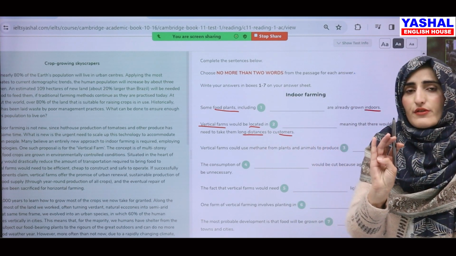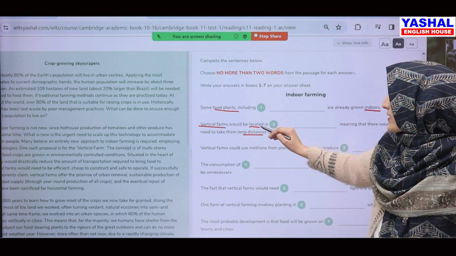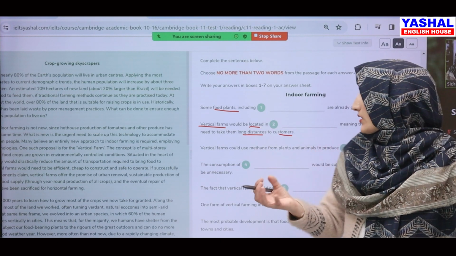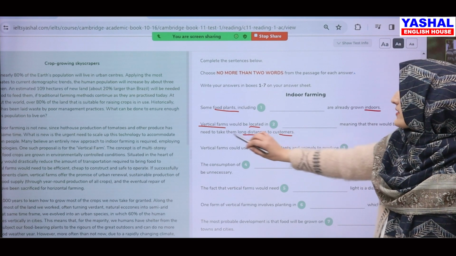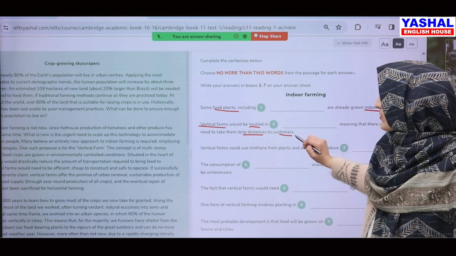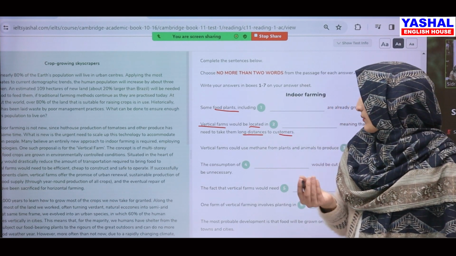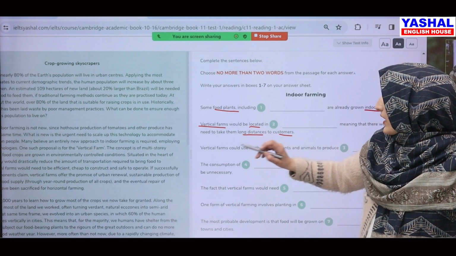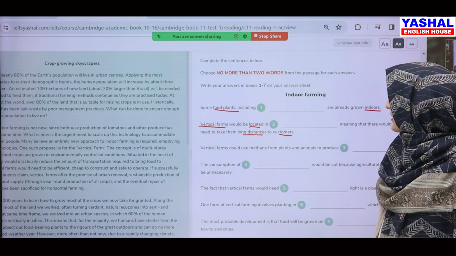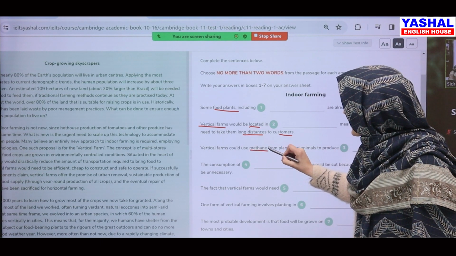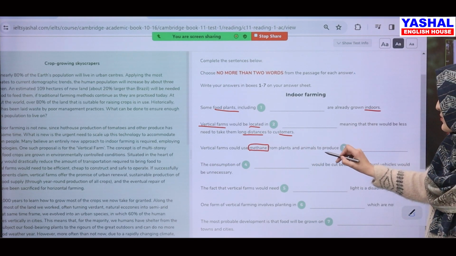We have different keywords here in this sentence. Number 1, vertical forms. After that, located means place, location, meaning that there would be less need to take them long distances to customers. Distance is again one keyword, and customers. Next question. Vertical forms could use methane. So methane is the keyword. हमने इसको underline कर लेना है. From plants and animals to produce dash.